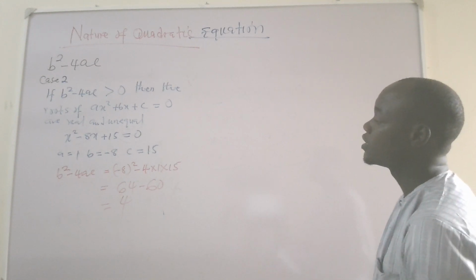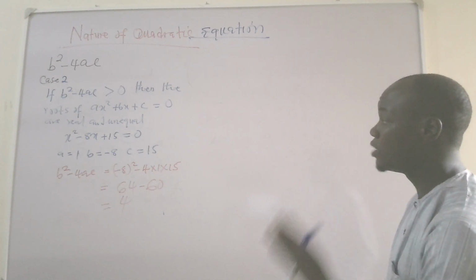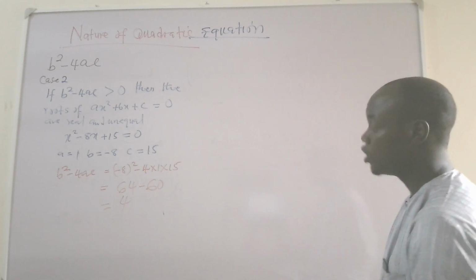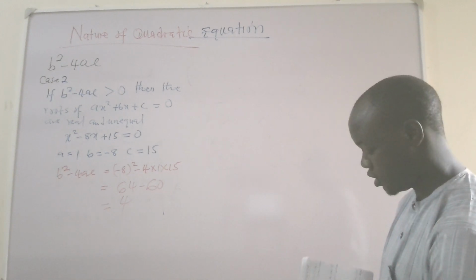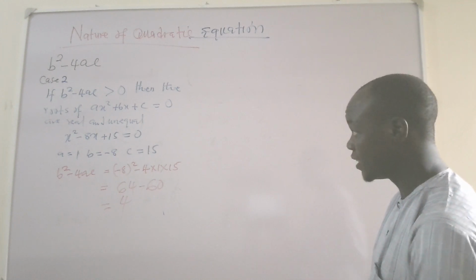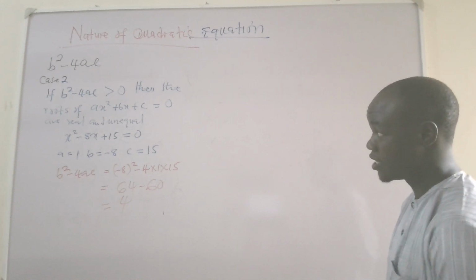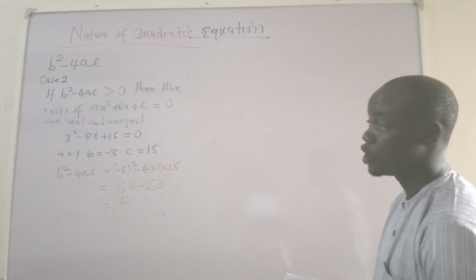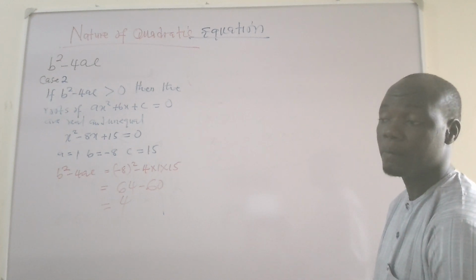So now, since it is real, it means that you can use the factorization method and solve this equation. So let's look at how we are going to apply the factorization method to solve this question. From the equation we can see clearly that we have minus 8 and 15. So we are going to get two numbers that, if you multiply them, give us 15, and if we add them, give us minus 8.